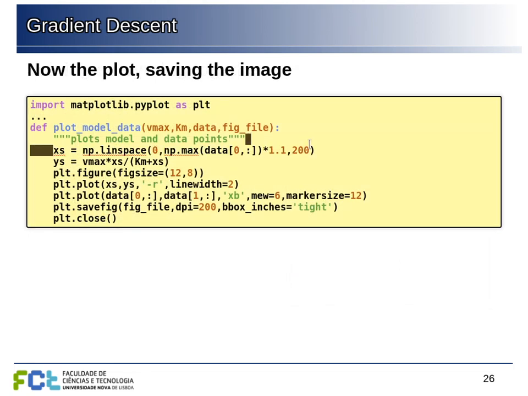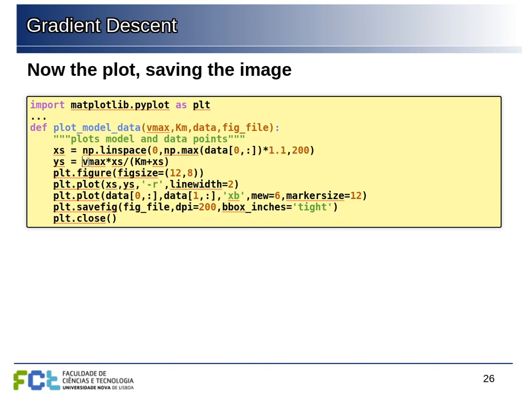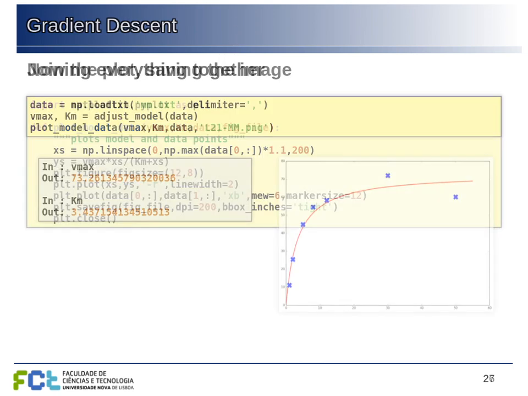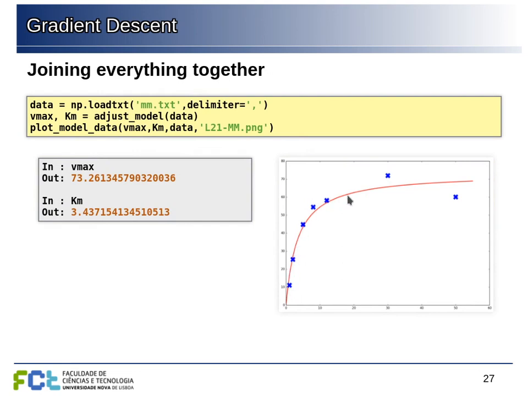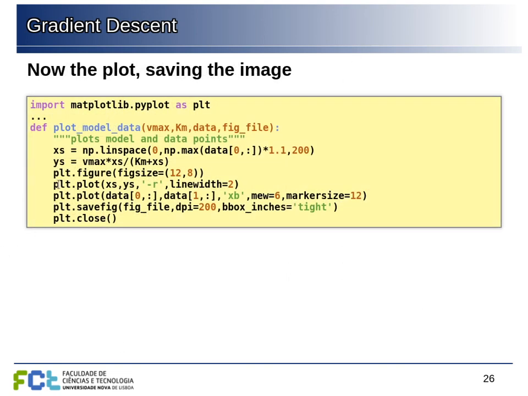So we're going to take 200 points. We're going to compute the initial velocity if we used all of these points as the substrate concentration. So this is the Vmax parameter multiplied by all of this vector and then divided by Km plus the vector. So this gives us a vector of y values for all our predictions, this red line drawn here. And this we can now plot in this way.